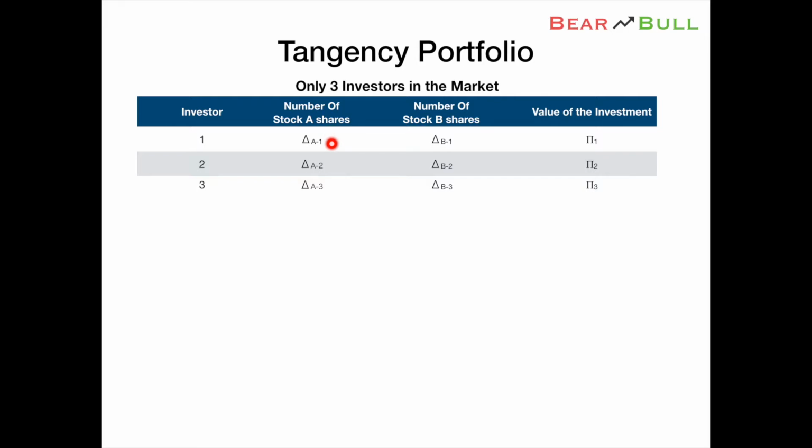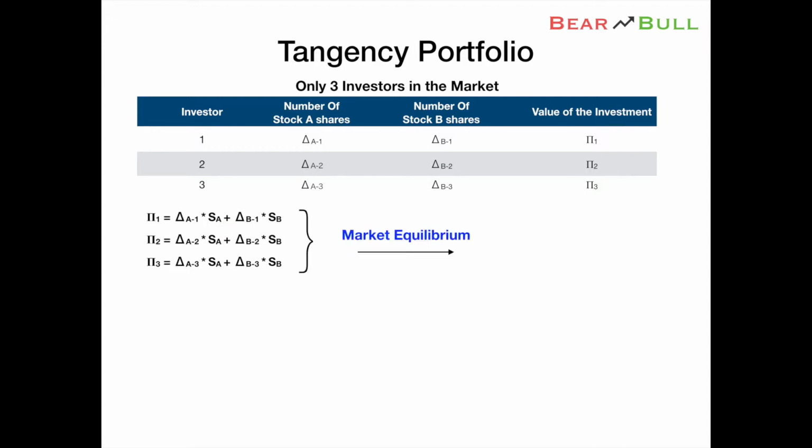Here's the notation for the number of A shares that each of these investors have and the number of B shares. And here is the notation for the value of their individual investment. We know that the value of the investment for each investor is the sum of their investment in Company A and the investment in Company B. These numbers can be calculated by multiplying the number of shares they have in that specific company and the stock price of that company.